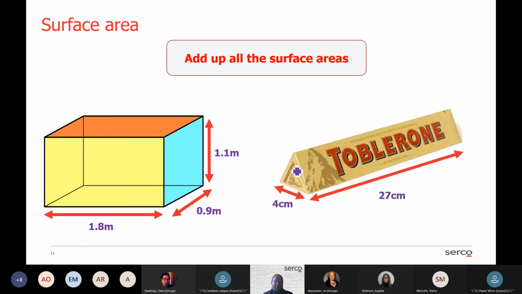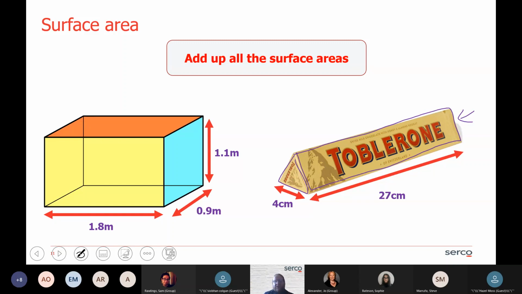Similar for our Toblerone. The one difference I would say here to bear in mind for the surface area is when we work out the area of our triangle at the end, obviously it's 4 by 4 and then halved, and we've got the same at the other end, so we need two of those. If we think about it though, this shape is actually a square. So all we need to do is 27 by 4 to give us the area of that square. And if you think of my Toblerone that I've still got, there's three sides to it.